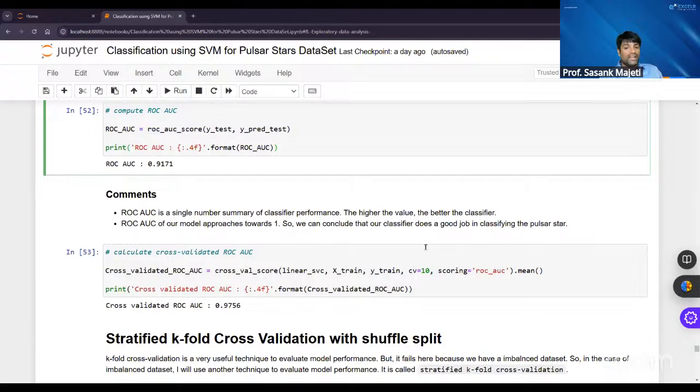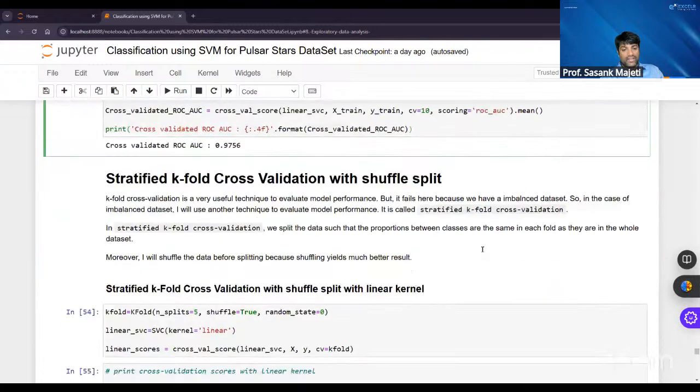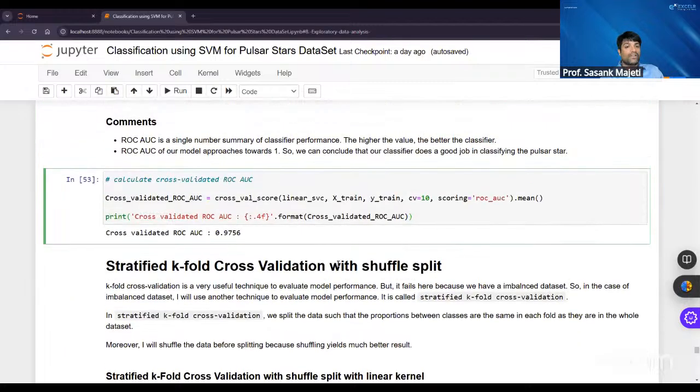And for that we are doing the cross validation part. We are going to predict the AUC ROC curve's cross validation score. Okay, now this is done.